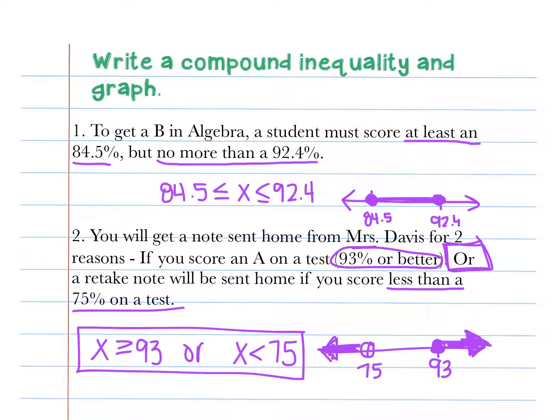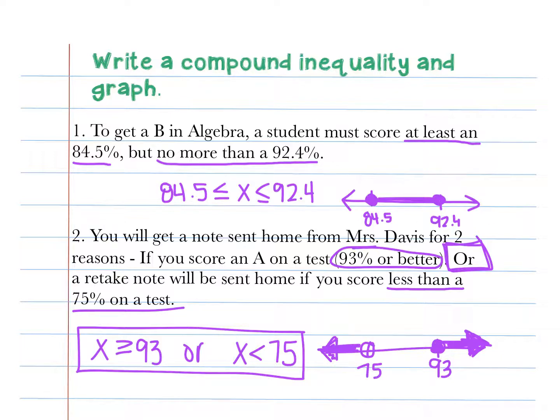All right, so a B is going to be any grade in between an 84.5 or equal to and a 92.4 or equal to. So a B is just one grade range. There's not this or this. It's got to be between this and this. So that's what that looks like.